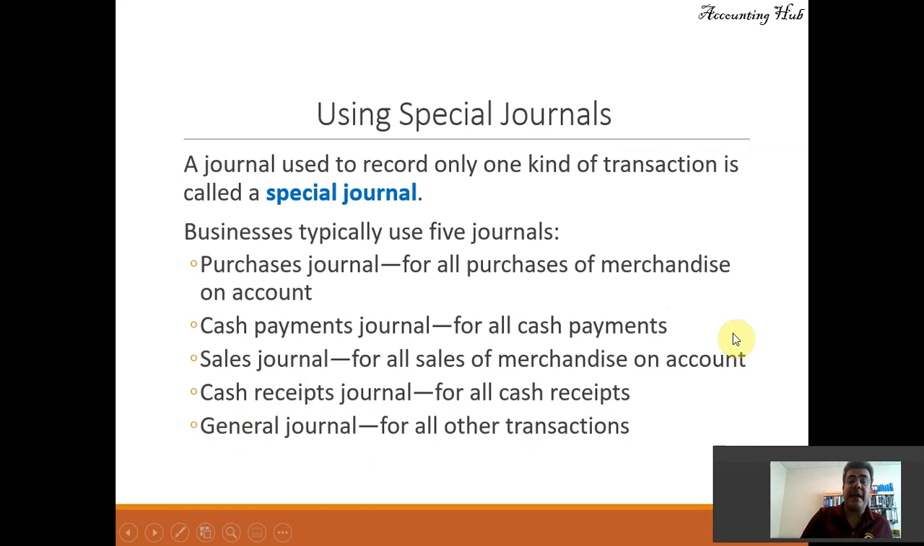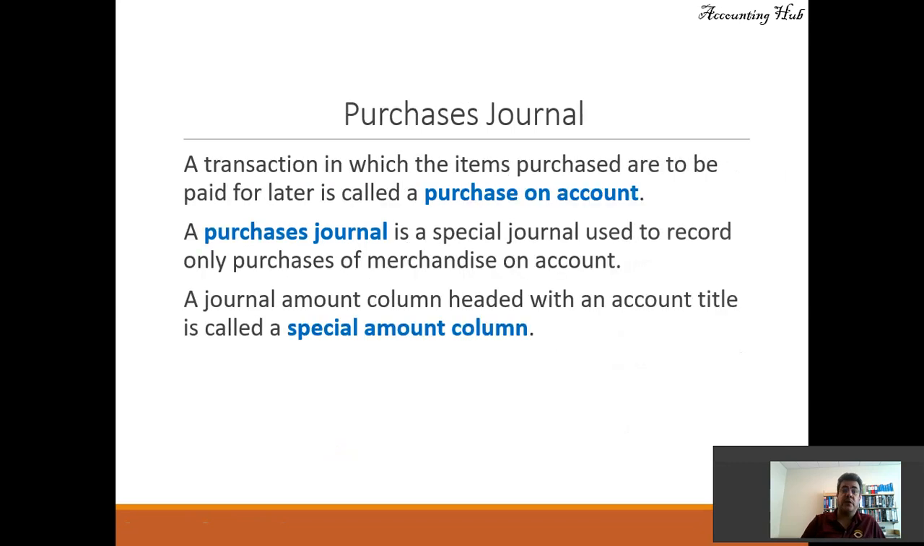And using special journals. A journal used to record only one kind of transaction is called a special journal. Businesses typically use five journals: the purchase journal, the one that we will be working with today, cash payment, sales, cash receipt, and general journal for all other transactions. So the purchase journal is the one that we will be working with today.